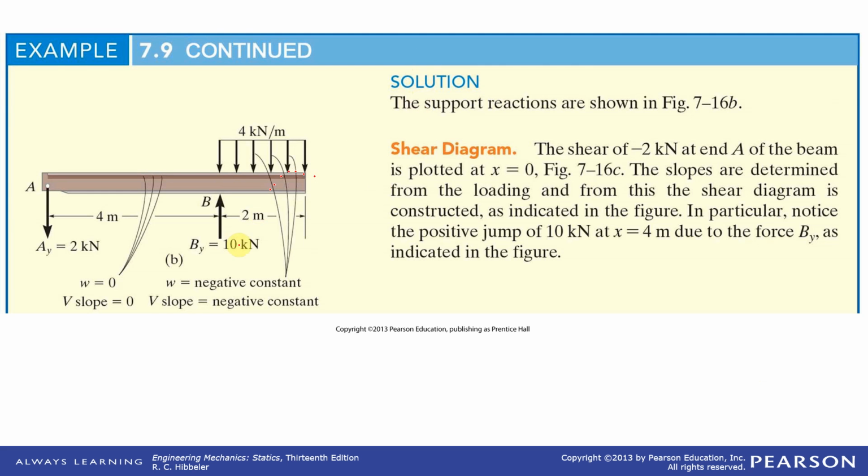And note this. W is a negative constant now. So dV/dx is negative 4 kilonewtons per meter. Slope here is, for the right portion here, 0. Find the reaction forces just like we've done before.